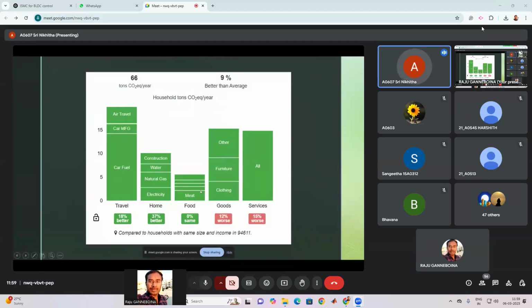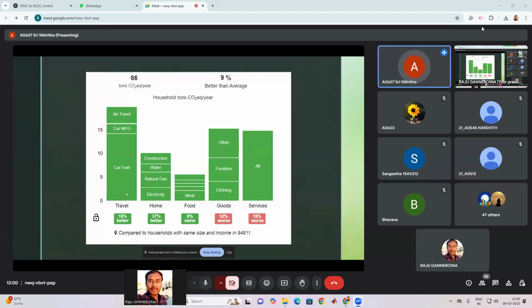In the first, the overall performance of the household includes 66 tons of carbon equivalent per year. It performs 9% better than average compared to other similar households. The first one, travel, is the largest contributor to emissions in this household. Examples include car fuel, car manufacturing, and air travel. This household emits less carbon dioxide in this category compared to similar households.